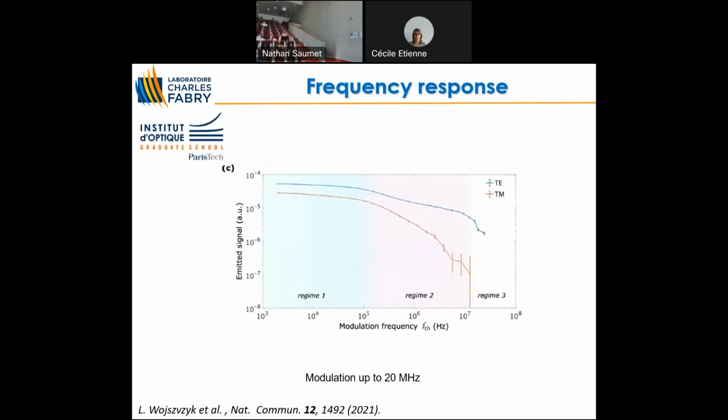And here the decay goes like 1 over square root of omega. The strong interruption here is due to the cutoff of our detector, which was at 20 megahertz. So we were able to prove modulation up beyond 10 megahertz.